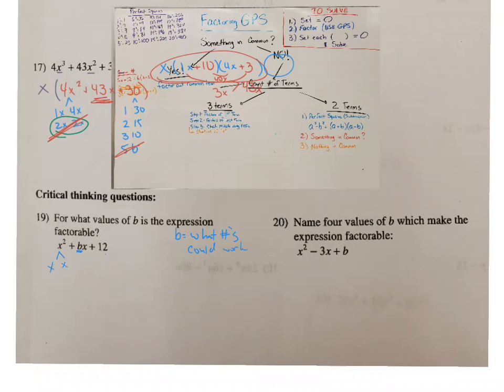So I know that's x and x. I know that's 1 and 12. I know that's 2 and 6. I know that's 3 and 4. So if b was 13, then I would use 1 and 12. It would work. If it was 8, it would work. If it was 7, it would work. It would also work for the negatives if both these were negative. So b could be equal to 13 or negative 13. It could be equal to 8 or negative 8, 7 or negative 7. Any other version of b would not work.